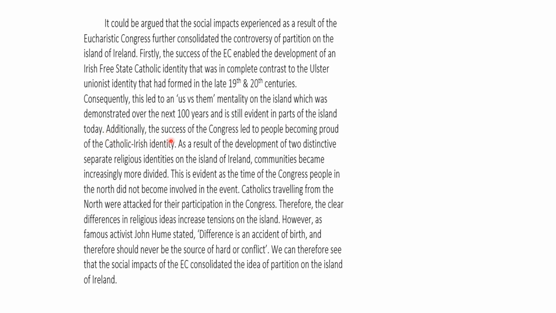Additionally, the success of the Congress led to people becoming proud of the Catholic Irish identity. As a result of the development of two distinctive separate religious identities on the island of Ireland, communities became increasingly more divided. This is evident as at the time of the Congress, people in the north did not become involved in the event. Catholics travelling from the north were attacked for their participation in the Congress. Therefore, the clear differences in religious ideas increased tensions on the island.